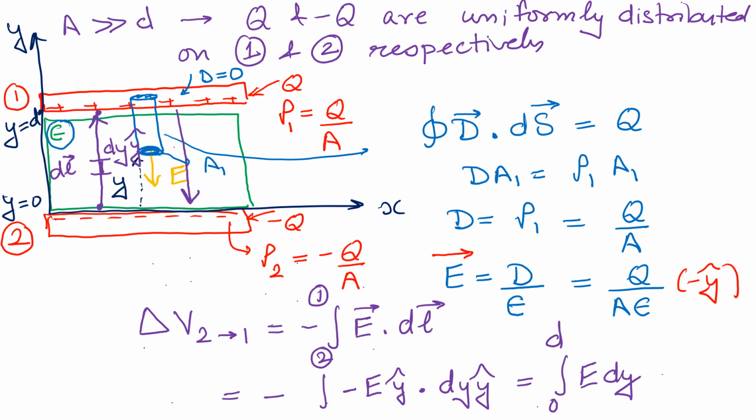Please keep this in mind. What is E? E is a constant everywhere. So E is nothing but a constant, so this simply becomes E times D. For parallel plate capacitors, please keep this in mind, and this is a decent result which we can use many times.